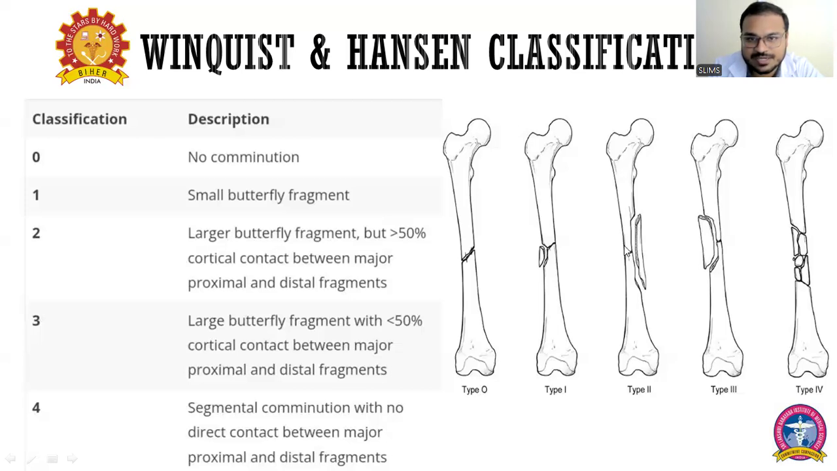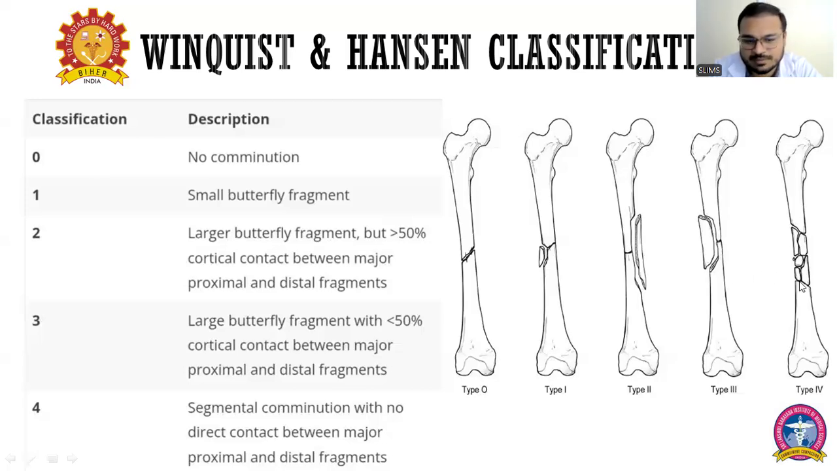Here in this image, we can clearly see that the fracture is having a butterfly fragment and it is displaced, but more than 50% cortical contact will be present. And type 3 is large butterfly fragment with less than 50% of the cortical contact, where you can see more than 50% of the bone is coming out of the fracture, but only less than 50% is in contact.